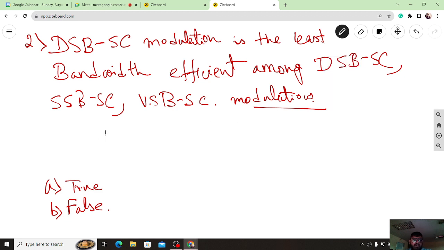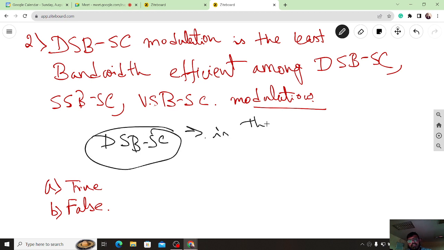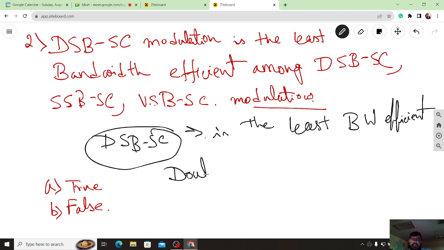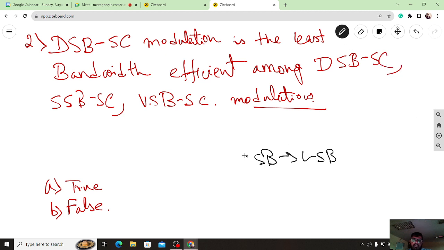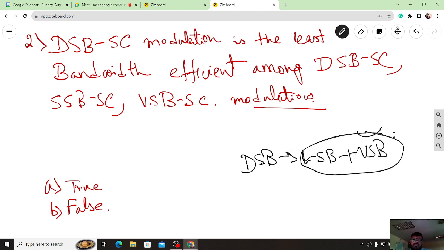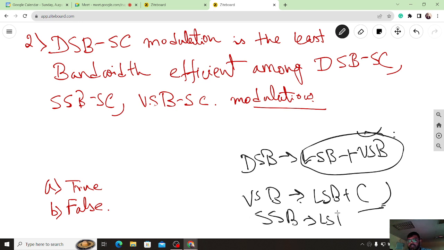So obviously DSB-SC is the least bandwidth efficient. The reason is it is taking both the sidebands, the LSB plus upper sideband, both the sidebands they are taking. However, in VSB we take one of the sidebands and some more part, whereas in SSB we just take either LSB or the USB.